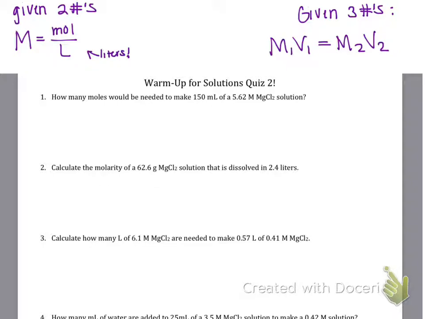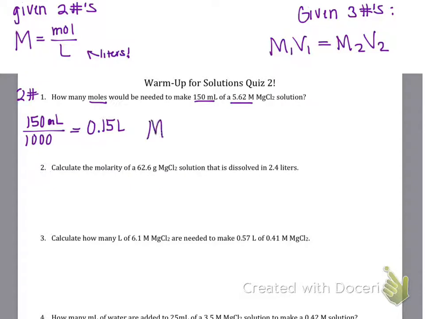It says, how many moles, so we're looking for moles, would be needed to make 150 milliliters of a 5.62 molar magnesium chloride solution? Okay, we have two numbers. So that means I'm going to be using the left equation. I have to be in liters, so I'm going to go ahead and take care of that first. So I'm going to do 150 mils divided by 1,000, which gets me 0.15 liters. Okay, now I can use my equation.